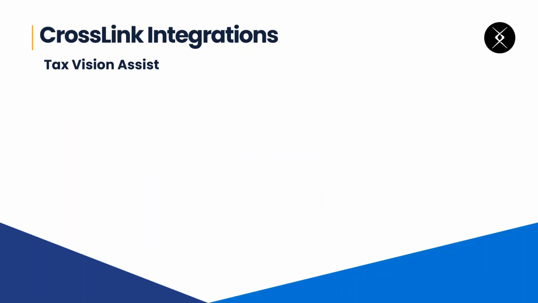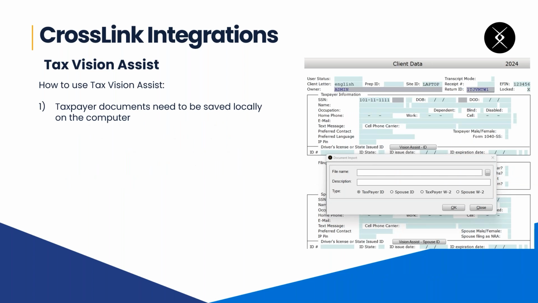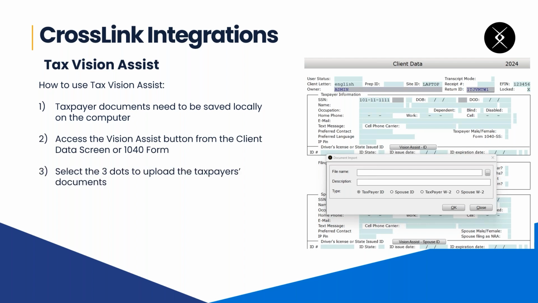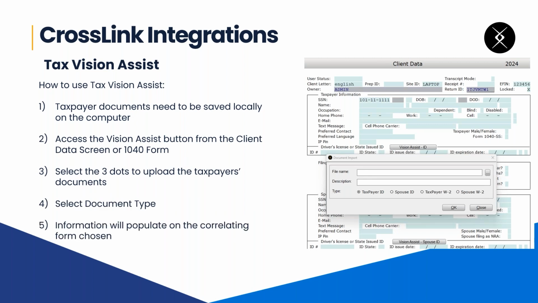And with that, just to cover the steps again, you're going to want to capture your taxpayer's documents and make sure they're saved locally on your computer. Then you're going to click the Vision Assist button. You're going to upload your taxpayer's document, select the document, and then it will populate the information. And again, it's only PNG, JPEG picture formatting, not a PDF. That's a big question. No PDFs right now, just those picture formats.